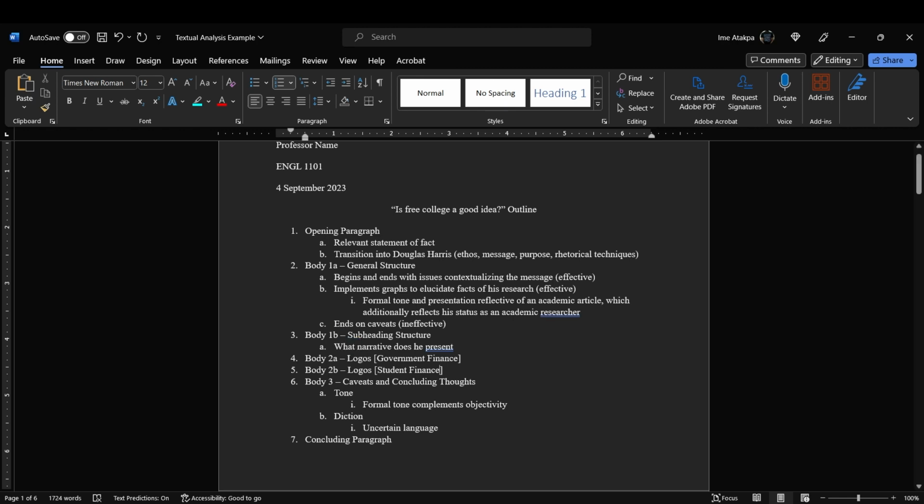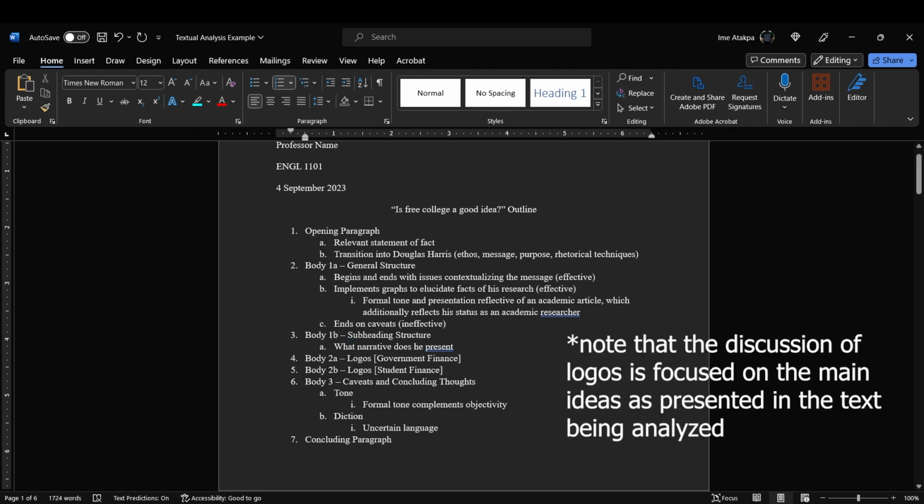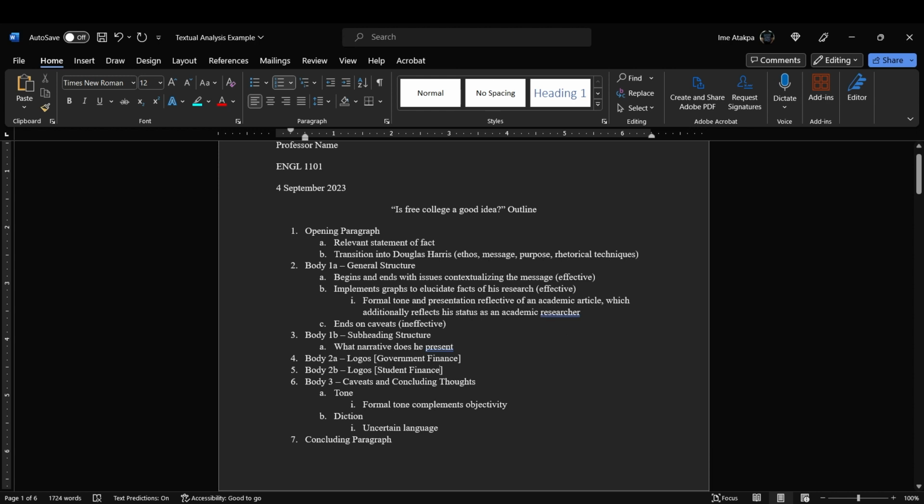So we have 2 paragraphs that actually discuss logos. The first one is talking about logos in terms of how this isn't going to cost the government as much and how this might actually benefit the government and help them to make more money in the long term. And the second paragraph on logos is about student finance and figuring out really what the cost is to them, how it benefits students, and whether or not there's any drawbacks. Third body paragraph focuses specifically on the concluding paragraphs of this document, and then obviously my own conclusion down there.